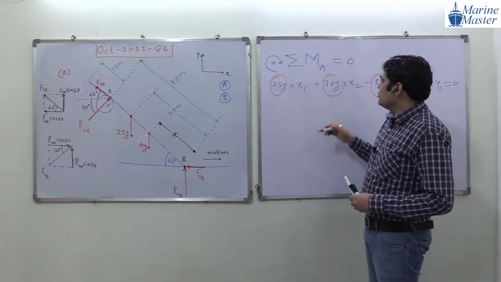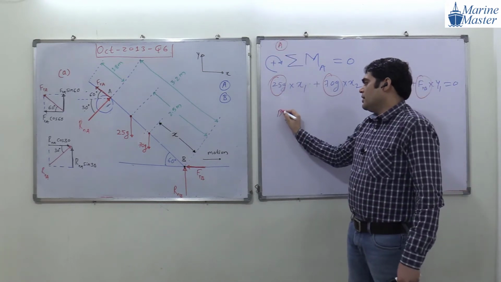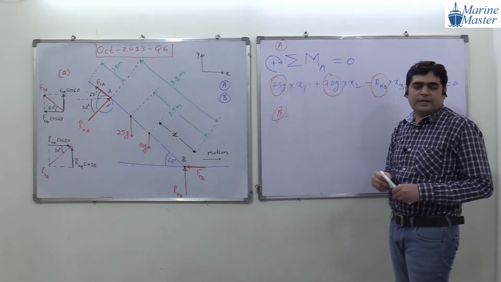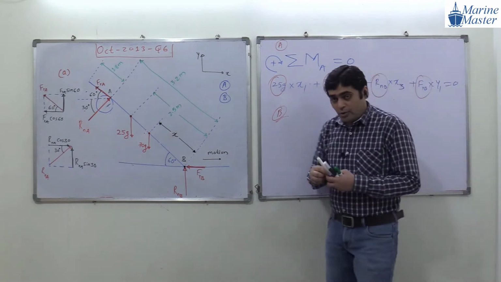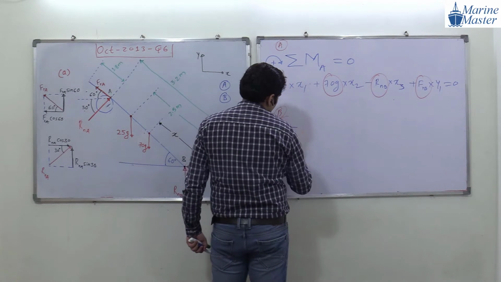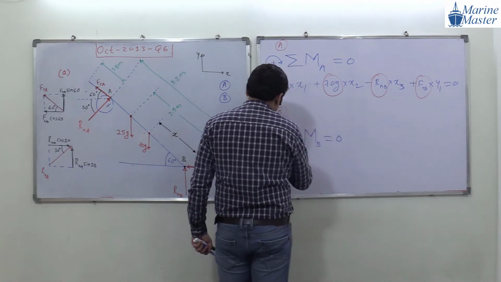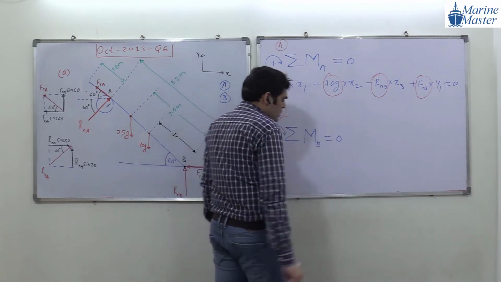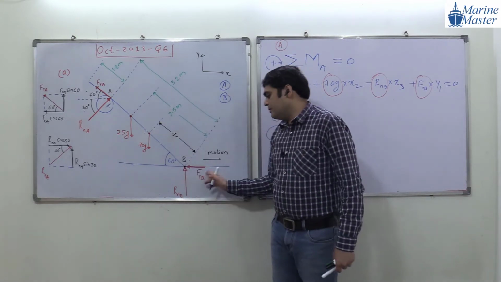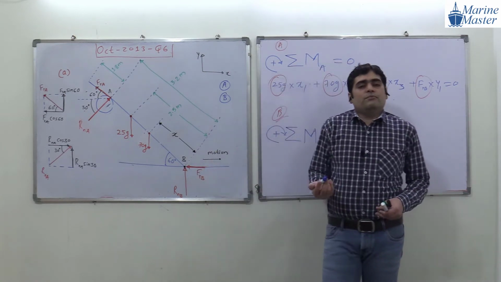So here we selected moment about point A. We have considered moment about point A. Now we are going to take a moment about point B. Okay. Now, how to take a moment about point B? Try to see the scenario here. Summation of moment about point B equal to 0, taking clockwise as positive. So first of all, these two forces will not come into the picture because they are passing through point B.